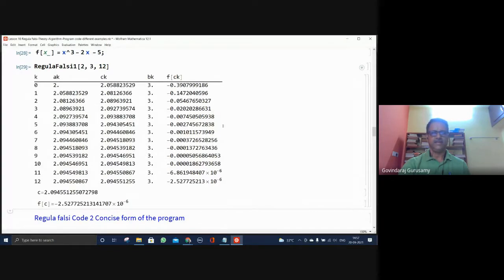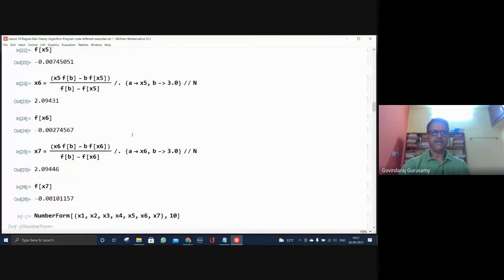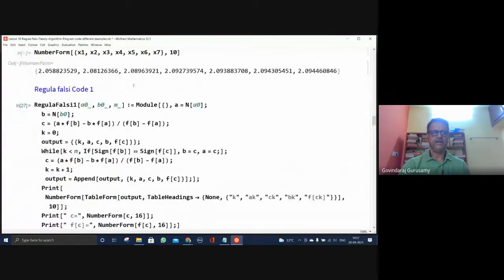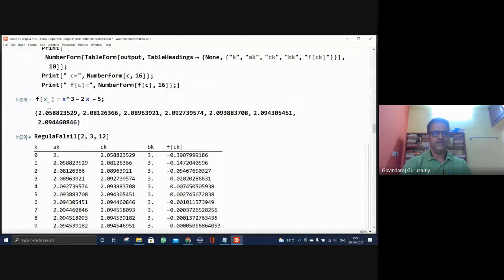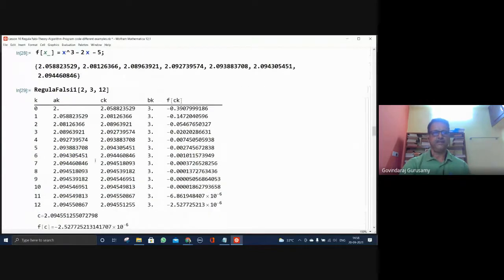Now you can check up to 7. Whatever we have done here, those numbers are available from the program. If you don't get it, then you have to cross-check your program and make sure that you are getting it properly. See here 2.08823. This is the number, second number, third number, up to 7 numbers that you are getting. The seventh one is 2.09451.